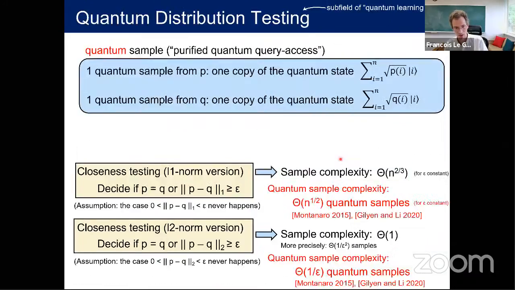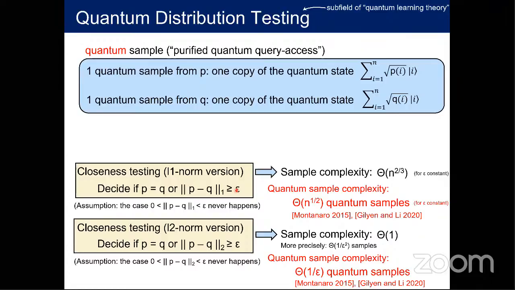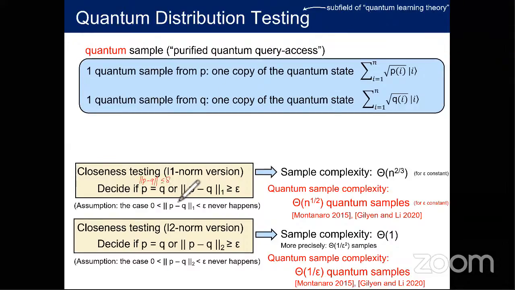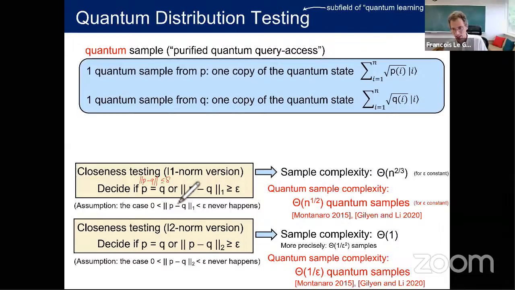As you said, we consider exactly equal or far. Another version is to consider the case where the distance between P and Q is smaller than some small delta. And the point is that for this version, the problem becomes very difficult. At least classically, we can show that you need n samples.